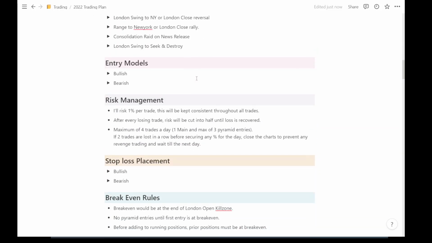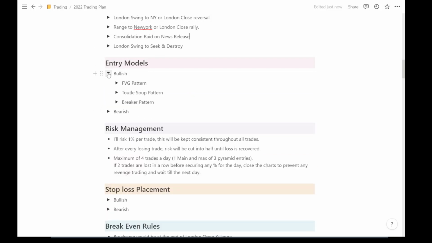Okay, now this is the core of it. This is where I make my entry after doing all my top down analysis, after building an expectation of what is going to unfold for the rest of this week. The entry model, this is the most important one. Now I have three entry models. Either I use the fair value gap, I use a turtle soup, or I use a breaker. I'm going to show you all of these on the chart, with multiple examples.